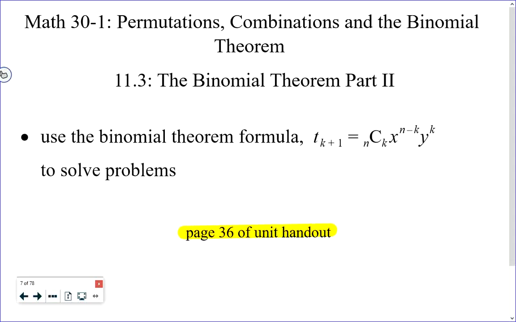This is the final lesson in Unit 7. Unit 7, of course, is permutations, combinations, and the binomial theorem. Since this is the final lesson of the final unit, this is the final lesson of the entire course.